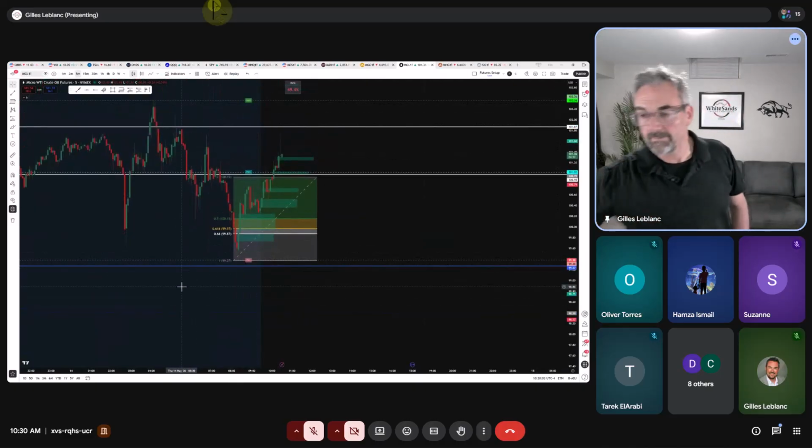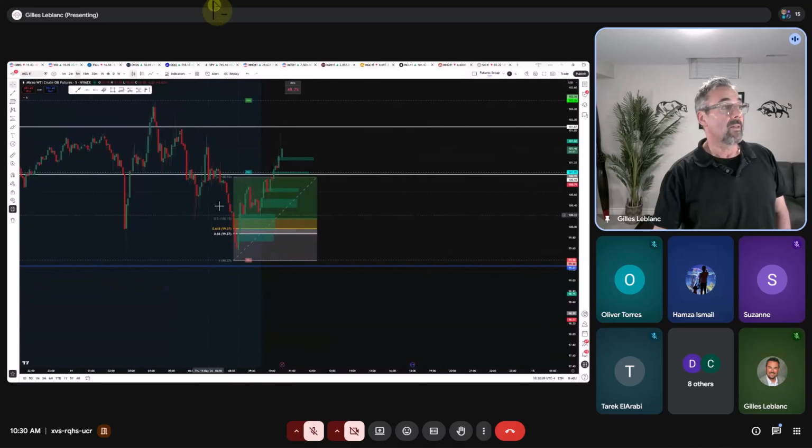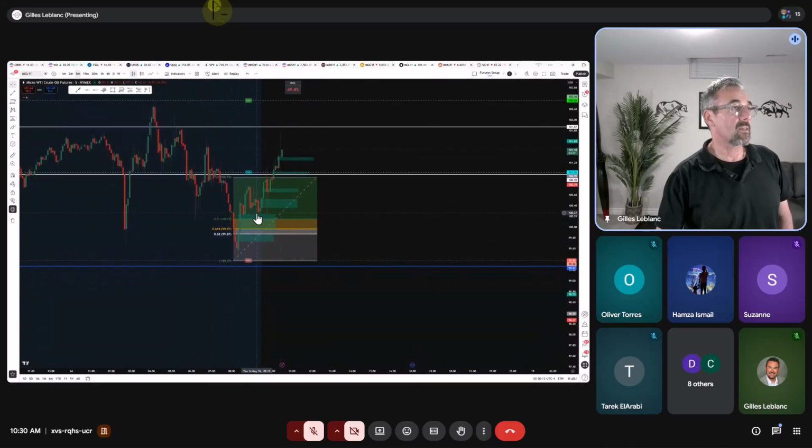Holy. Didn't realize it was 10:30 already. So yeah, this is how I would have traded. I would not have traded it because I do not like trading into the open.